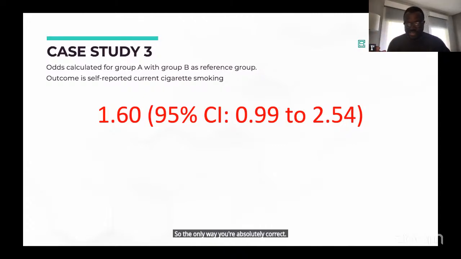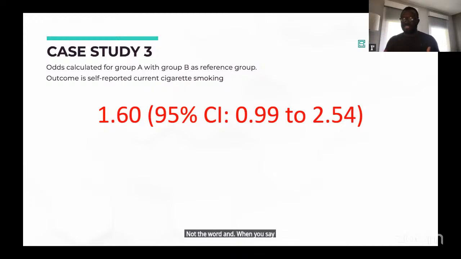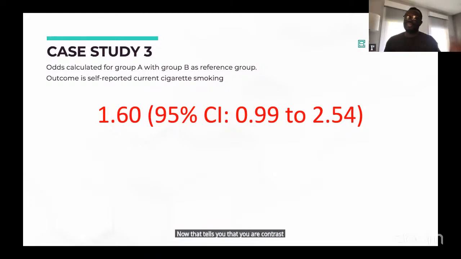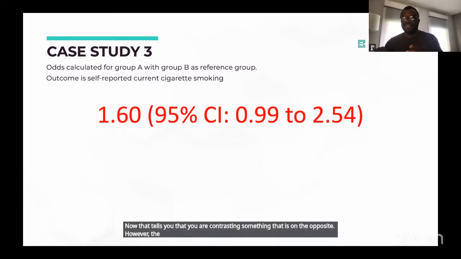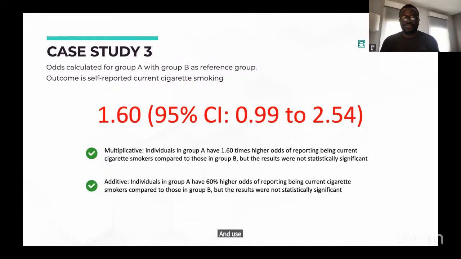The only thing I will encourage is, one, you should learn to present results in a more concise way, with fewer words. Then when you're saying things that are contrasts, try to use the words but or however, not the word and. When you say and, it means that you are building on something, an argument that is consistent. So when you say the odds were 1.60 and the results were not significant, that's kind of confusing. So you say 1.60, however, now that tells you that you are contrasting something on the opposite. However, the results were not significant. But your argument is completely fine. Your explanation of it was right. We just want to learn to present our results more concisely and use the right transition words.